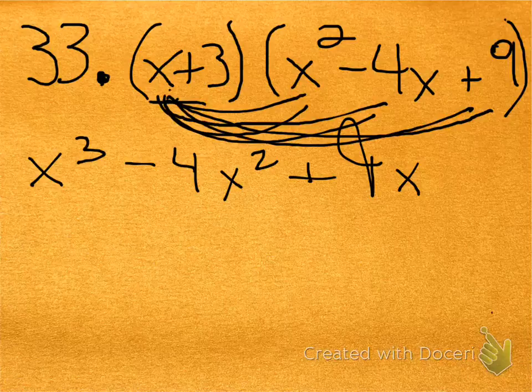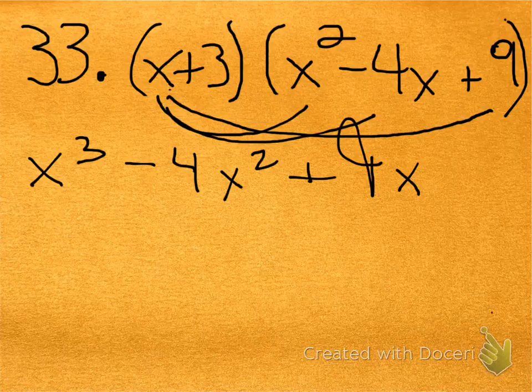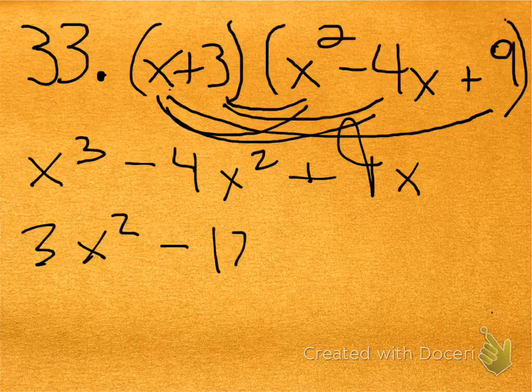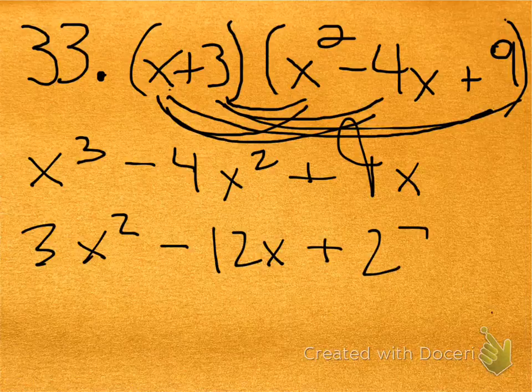So 3 times x squared is 3x squared. And then 3 times negative 4x is negative 12x. And then 3 times 27 is positive 27.